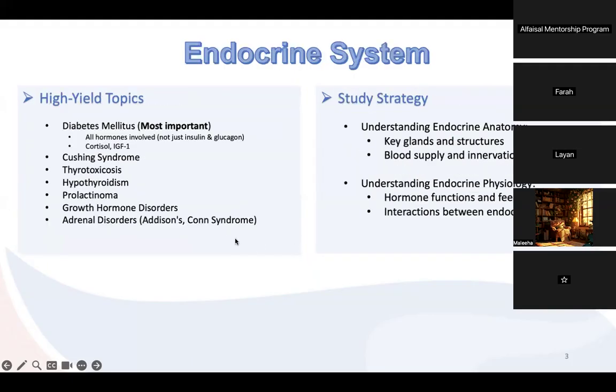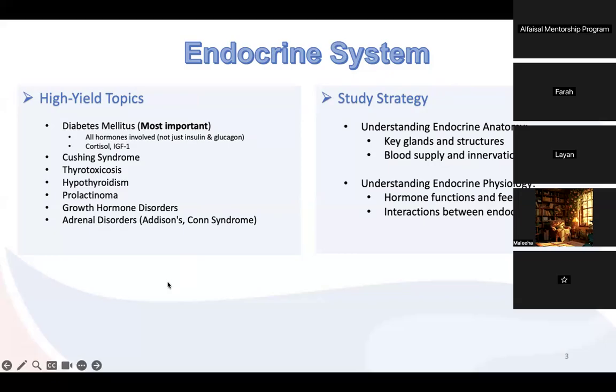So let's start by talking about the endocrine system. These are the high yield topics that are discussed with Dr. Faisal. The most important topic is diabetes mellitus, and you have to know everything about diabetes, including all the hormones that are involved. Usually students will focus mostly on insulin and glucagon, but other hormones are also important. Other high yield topics include Cushing syndrome, thyrotoxicosis, hypothyroidism, prolactinoma, growth hormone disorders, and adrenal disorders.